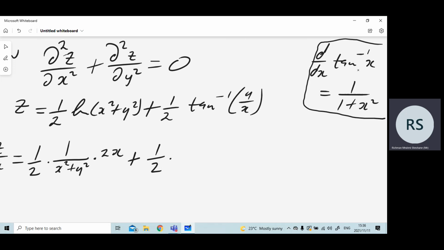So let's apply this formula in my second term. Where there's x here, I'll substitute y over x. So this will be 1 over 1 plus y over x, all squared.